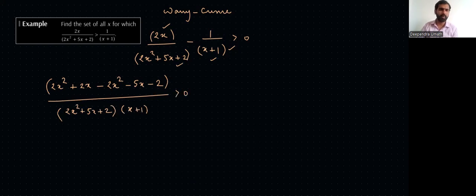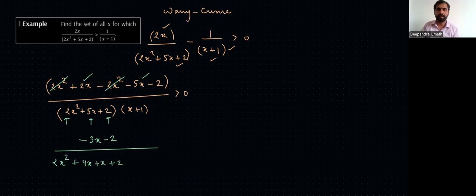This 2x², I hope, is properly visible to all of you, gets cancelled by this 2x². Then this 2x − 5x leaves you with −3x − 2, whole divided by, now 2 times 2, that's 4. So I need to split this middle term. Which means I am going to write it as 2x² + 4x + x + 2, times whole of (x + 1), should be greater than 0. I hope this much part is very well understood by all of you.